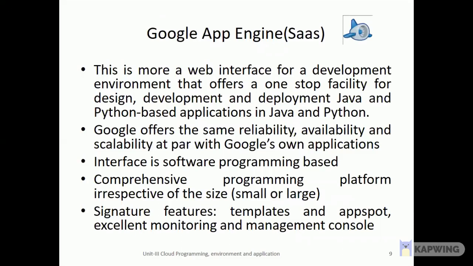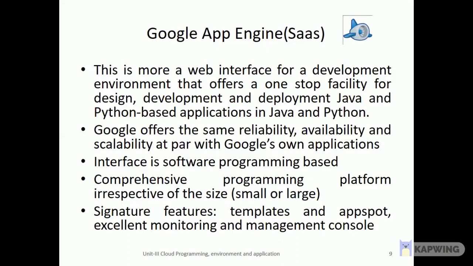Google App Engine works as a software as a service. This is more a web interface for a development environment that offers a one-stop facility for design, development, and deployment of Java and Python-based applications, Java and Python. Google offers the same reliability, availability, and scalability as for its own applications. It is a comprehensive programming platform irrespective of the size, whether small or large.